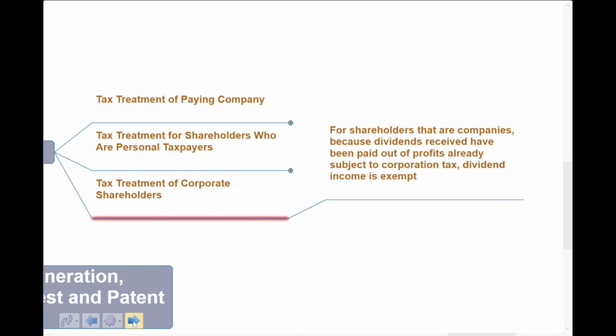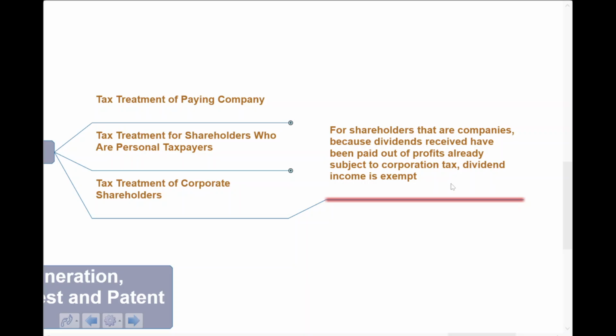This is important. Let's say we've got a paying company and a corporate shareholder, so another company that owns shares. These companies have been receiving dividends paid out of profits, as we said up top. So in effect, the dividend income for this receiving shareholder, which is a company, is exempt. In other words, it's not subject to corporation tax. So watch for this in the questions.